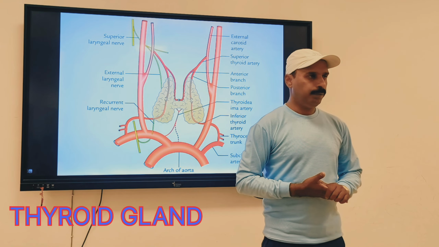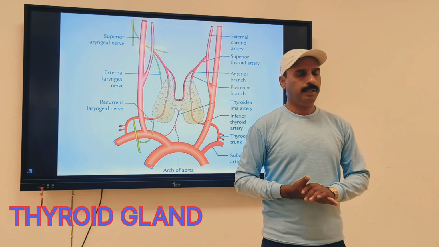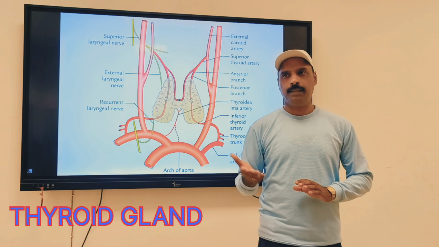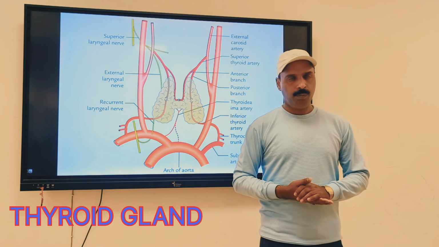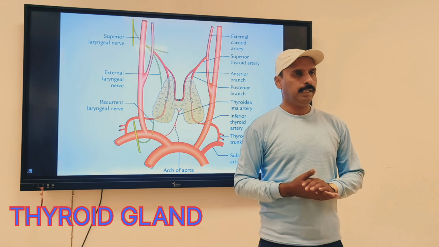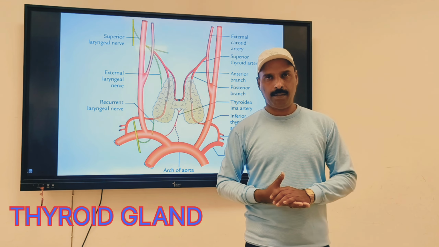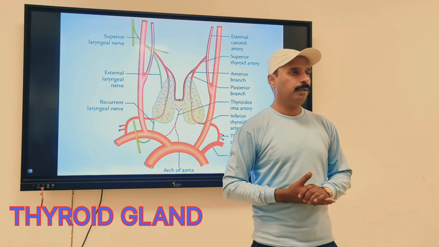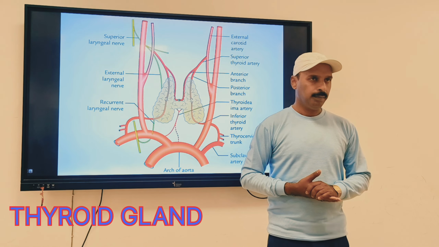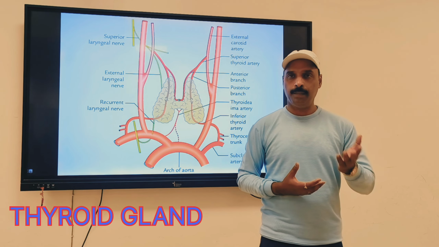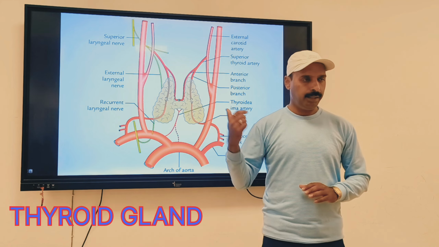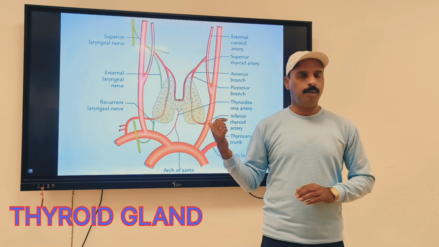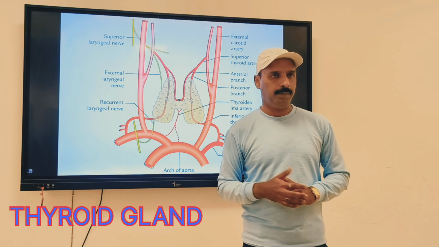It is 25 grams. Very important: the weight of the thyroid gland can be asked in an MCQ. You should be able to write what the weight of the thyroid gland is. It is 25 grams, not milligrams. Parathyroid comes in milligrams, but here you have to remember the thyroid is 25 grams.